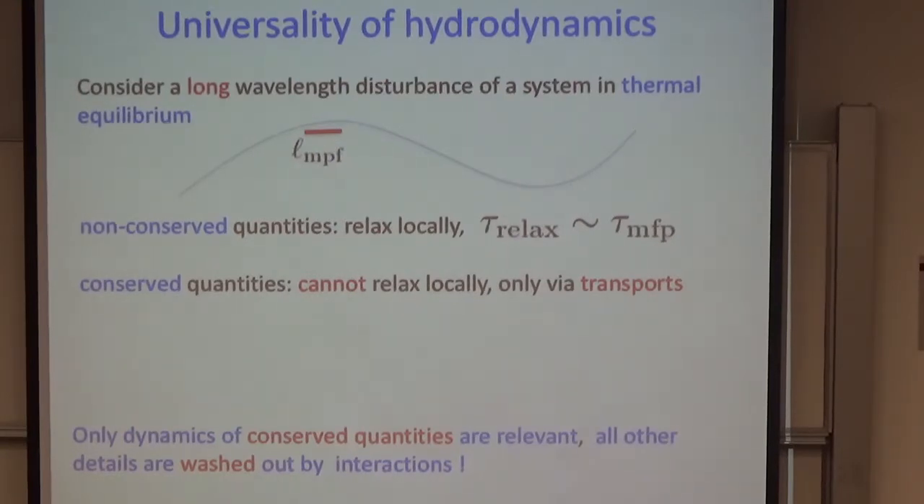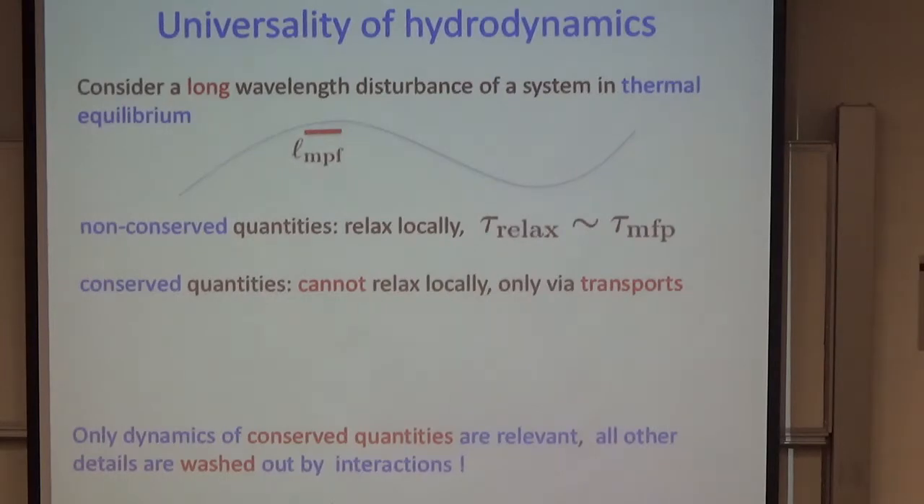What are the conserved quantities and what are the non-conserved quantities? Yeah, one second, and then we finish this. I will mention that. So if you have some conserved quantities, for example, charge density, the only way to achieve equilibrium is to transport from the excess to the deficit. Then when the wavelengths become longer and longer, it will take longer and longer time to do this.